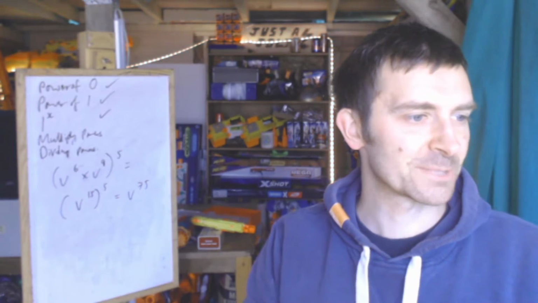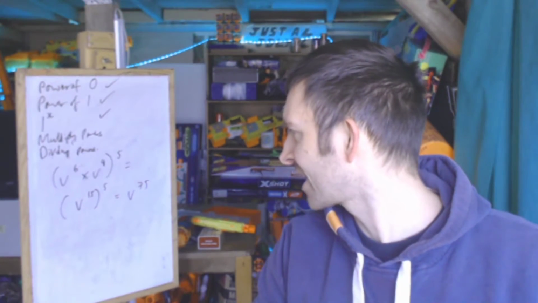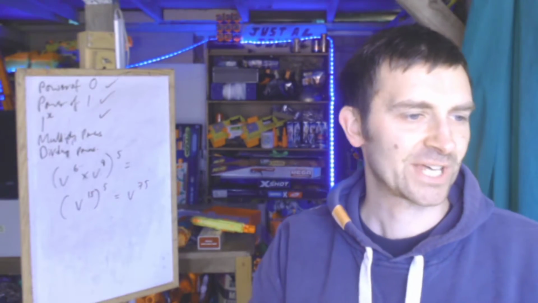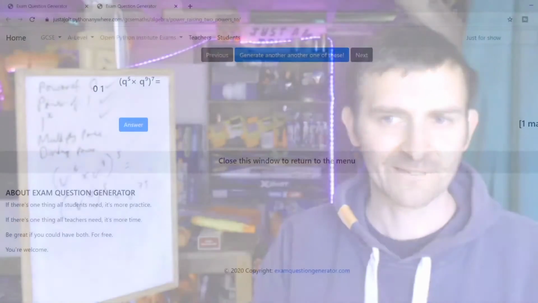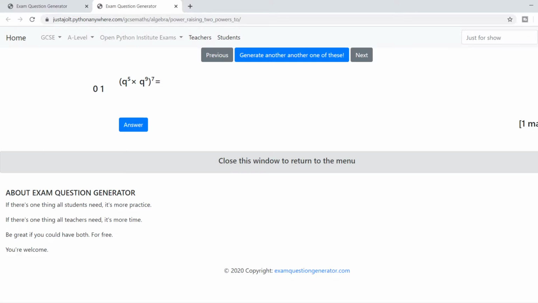Let's have one more of these before we move on. It's slightly different. That's fine. We'll work with that. So I'm going to write this out again. So you've got q to the power of 5 times q to the power of 9 this time. All of that raised to the power of 7.